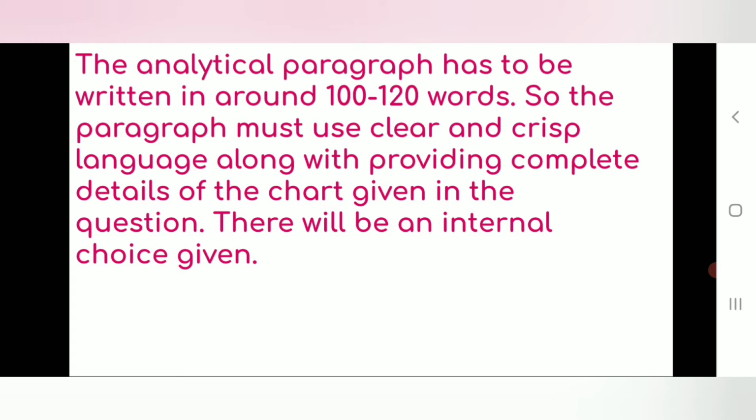And the paragraph must use clear and crisp language. The words you are using here should be good English. Understand? And the language should come along with complete details of the chart given in the question. The question will be given, and the bar graph, line graph or pie chart will be given. You will have to study it first. You have to read the chart over there, and an internal choice will also be given to you, children. Two graphs they will give, either a line graph or a bar graph, and they'll ask you to write any one. So that internal choice will also be given in your board exams.